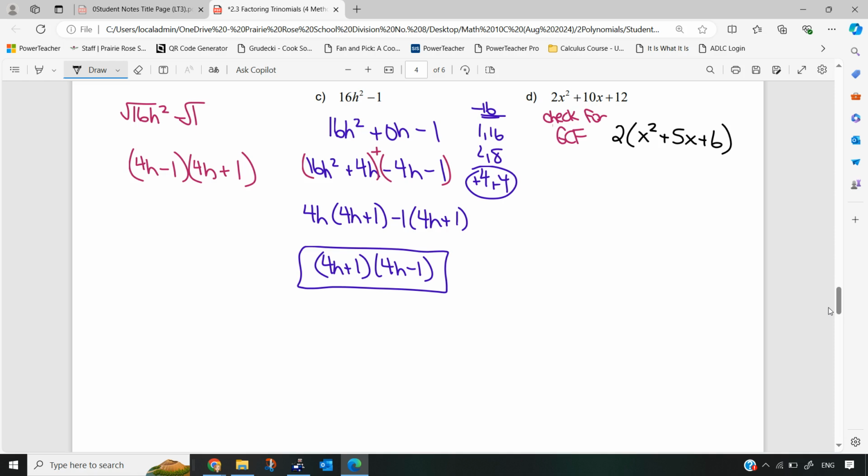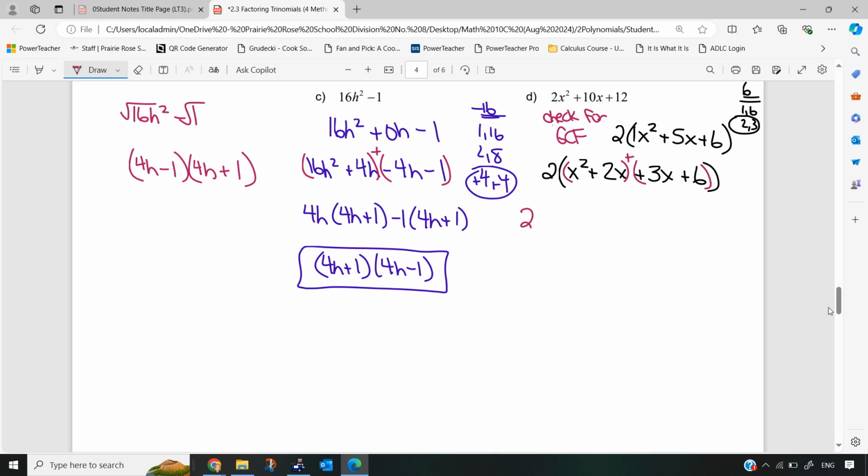For decomposition, again, I'm looking for products of the 1 and 6, so that would be 6. I've got 1 and 6 and 2 and 3. I have a positive product, so I want the same sign, and a positive sum, so I want two numbers that are positive. So in order to do that, I would use 2 and 3. The 2 is just going to follow along for everything. So I've got x squared. I'm going to decompose that middle term. So x squared plus 2x plus 3x plus 6 to factor by grouping.